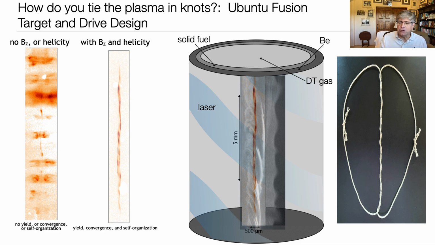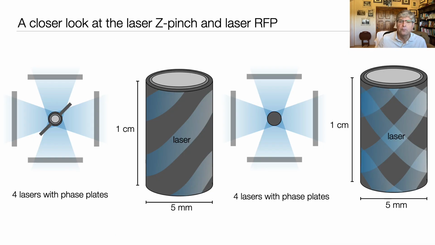The dimensions and shape of the target and the pattern, spatial and temporal, of the laser will be designed by Ubuntu genAI to optimize the yield. Let's take a closer look at the details of the laser drive. Shown on the left is the drive of the laser Z-pinch shown on the previous slide. Shown on the right is the more practical laser RFP.